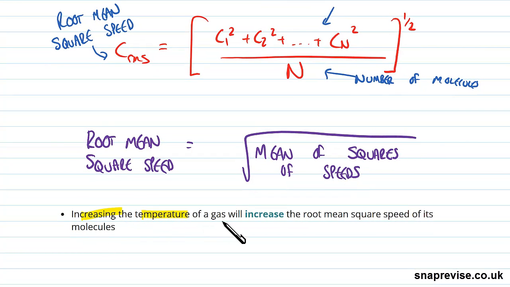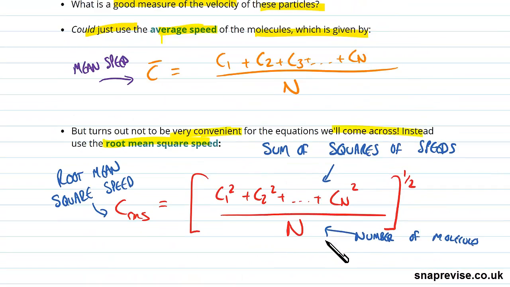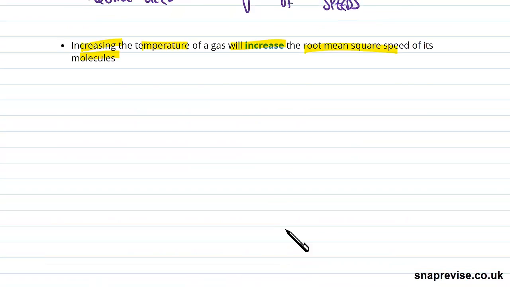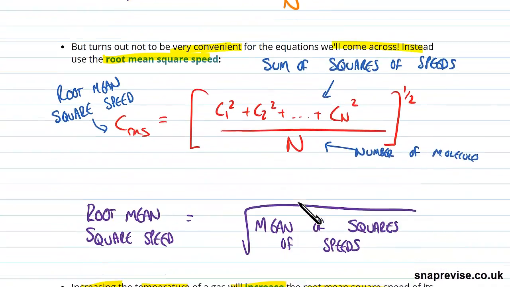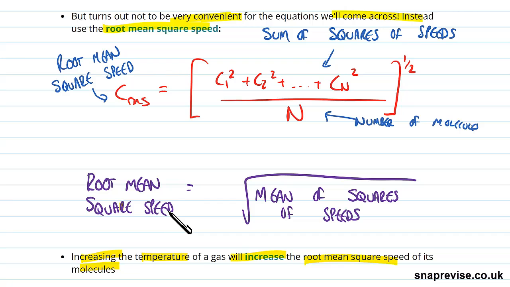Increasing the temperature of a gas will increase the root mean square speed of its molecules, as we'd hoped. If we increase the temperature, we give more kinetic energy, so we'd hope we'd increase the average speed, but also we'd hope we'd increase this root mean square speed, because the sum of these squared speeds better increase when you increase the temperature, otherwise something's going very strangely wrong. And so this works. We'd expect this.